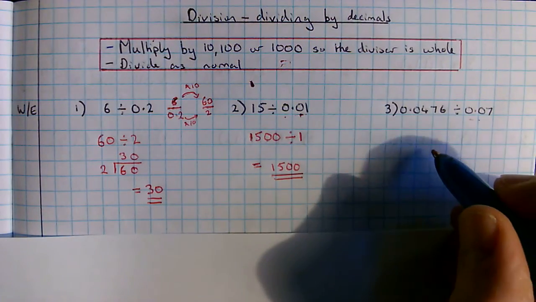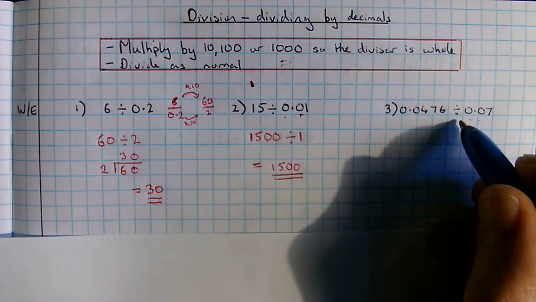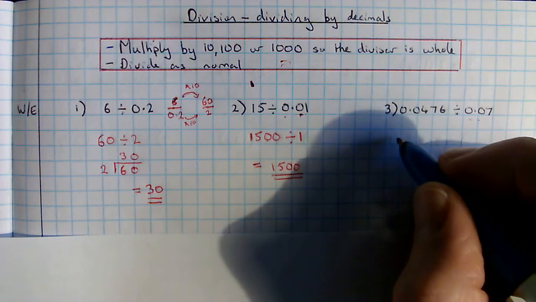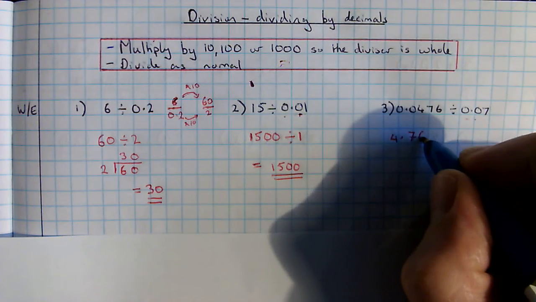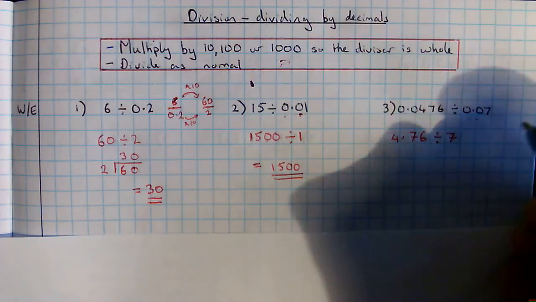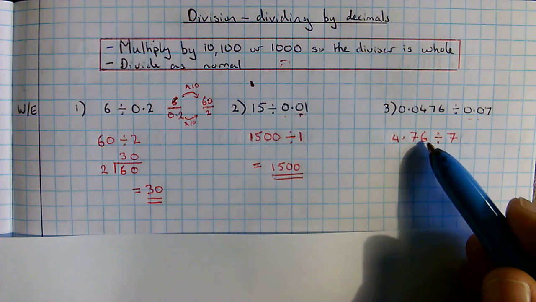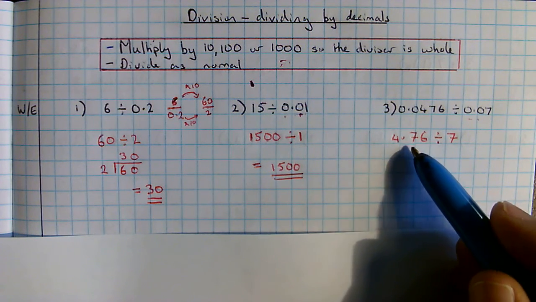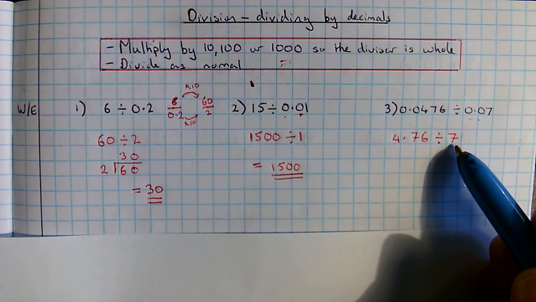The last one is probably something that would appear towards the end of a GCSE paper. Again, I'm multiplying everything by 100, and that's going to give me, when I move this 2 spaces, 1, 2, it's going to give me 4.76 divided by 7. Notice here, and this is really important, notice that I haven't turned this into a whole number. I don't need the dividend to be a whole number. I only need the divisor, what I'm dividing by, to be whole.